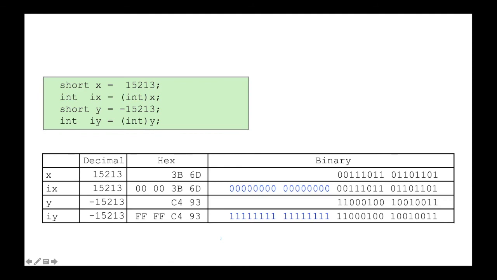Here's an example of sign extension. Basically, we are putting a 2-byte short type integer into a 4-byte integer type. As you can see, the sign bit is replicated to fill extra bits on the left. So this is a sign extension.